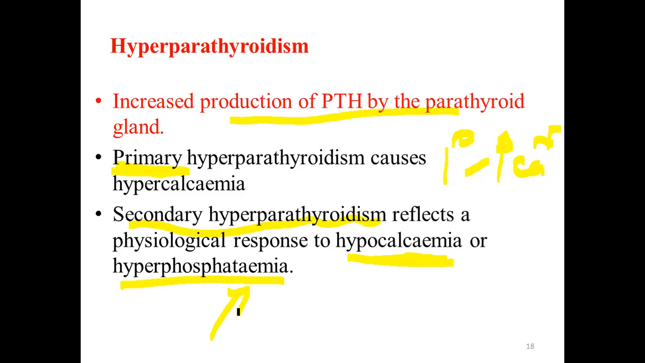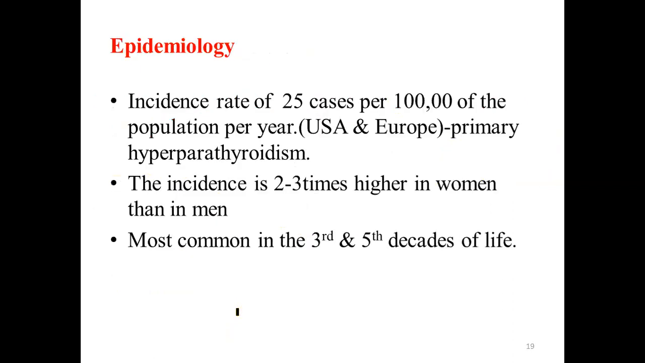So this high phosphate level activates the gland to produce more PTH so that this PTH can reduce the absorption of phosphate from the body system. So secondary is more of a physiological response due to low calcium level, but the primary is usually causing high calcium level. So you have to know the difference between primary and secondary hyperparathyroidism.